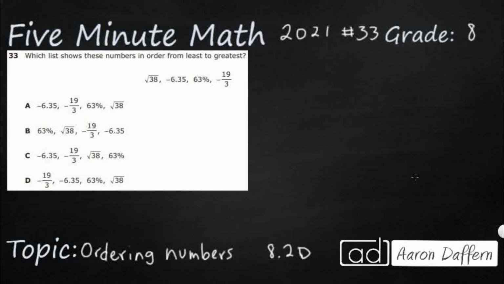Today we are looking at the 8th grade concept of ordering numbers. This is standard 8.2D in the great state of Texas, and we are using item number 33 off the 2021 released STAAR test. If you have not done so already, please go ahead and take a moment to pause the video, work this problem out on your own, unpause it, and we will look at our answers together.